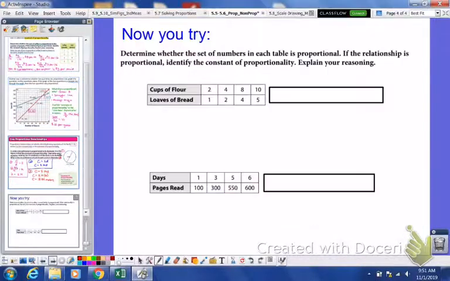Okay, time for you to try a couple out. Determine whether the set of numbers in each table is proportional. If the relationship is proportional, identify the constant of proportionality and explain your reasoning. So if it's a yes, explain what that constant of proportionality is. If it's a no, explain why it's not. You're given 2 examples here. Make sure you're showing your work for each.